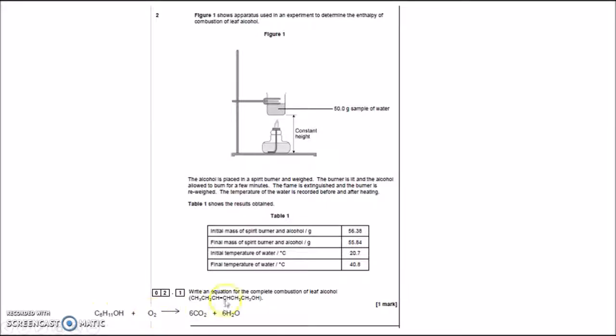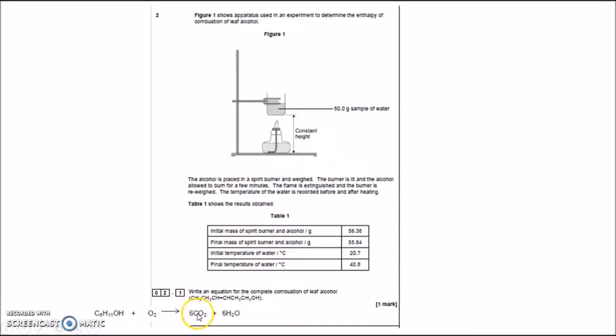I've got oxygen because that's what I'm combusting it in. Combustion is a reaction with oxygen. I've got CO2 and water because that's what happens when you get complete combustion, rather than CO and water, or C and water if there's incomplete combustion. CO2 and water, I've put 6's in, that's easy enough.